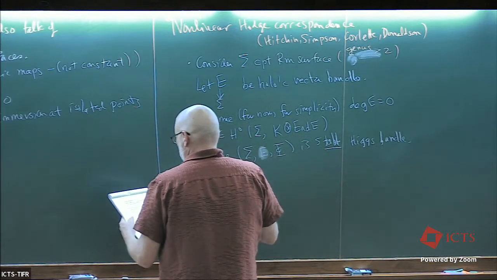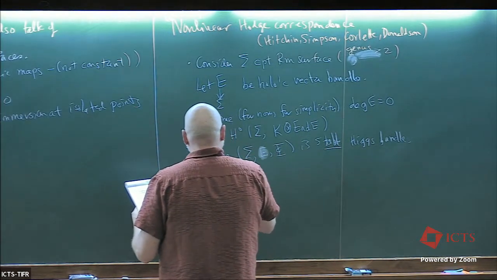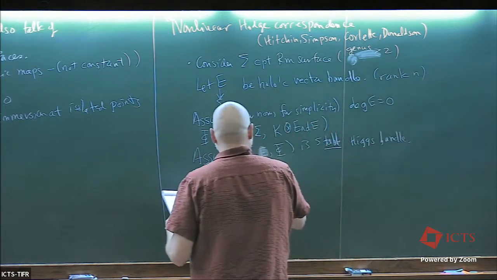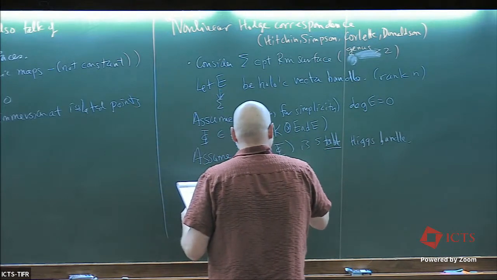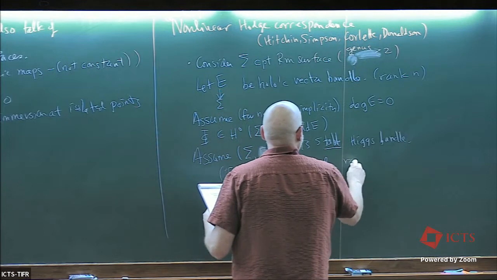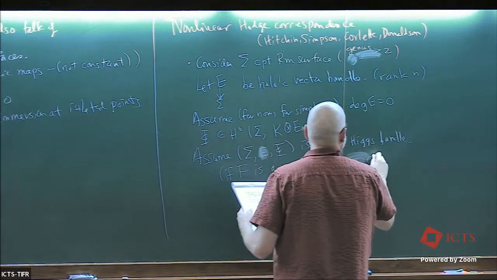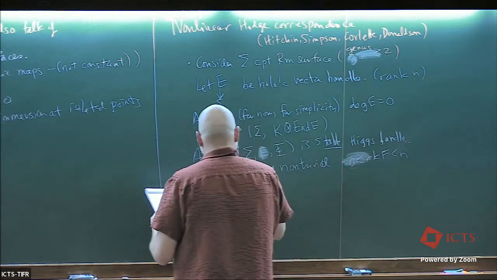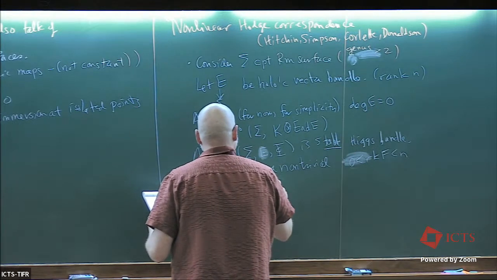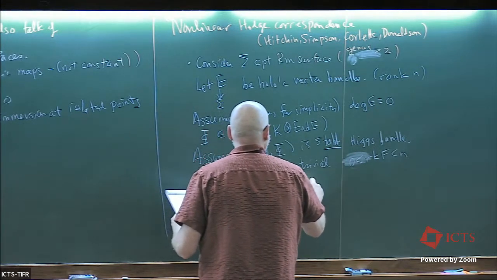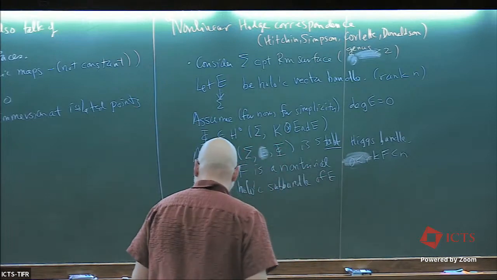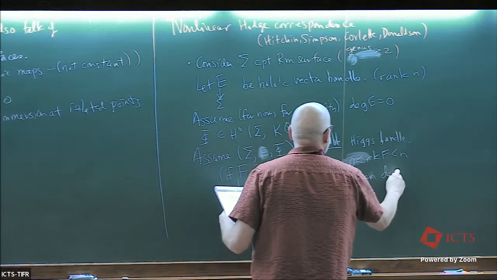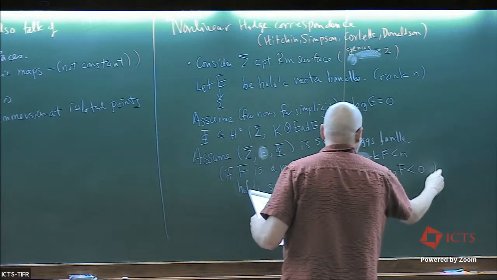Then, I guess I'll mention this now. So if F, let's say with rank n, is a non-trivial, in other words the rank of F is strictly between 0 and n, holomorphic subbundle of E, then the degree of F is negative. Okay.